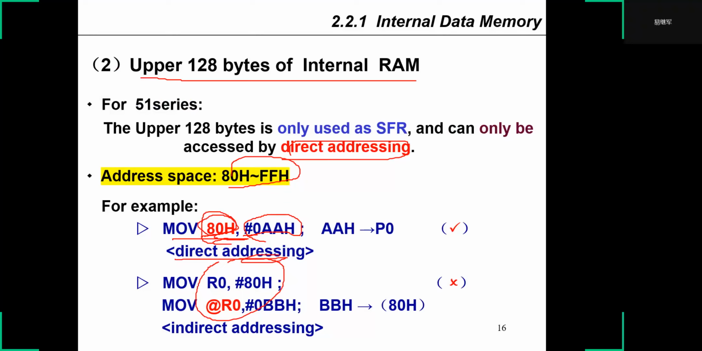Here we move 80H to the R0 register. Then we use indirect addressing to access 80H. This is wrong.